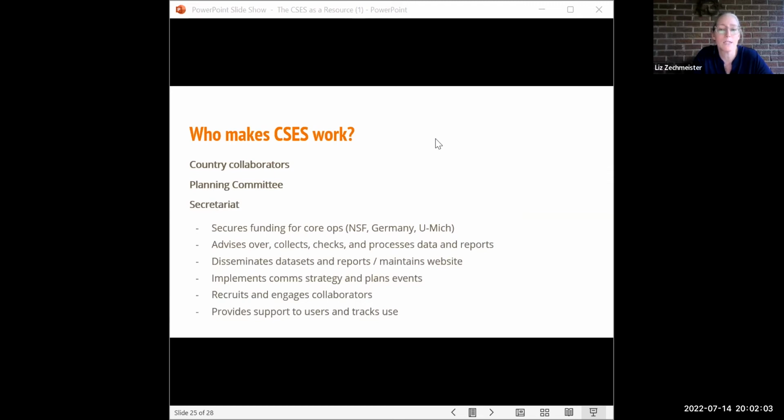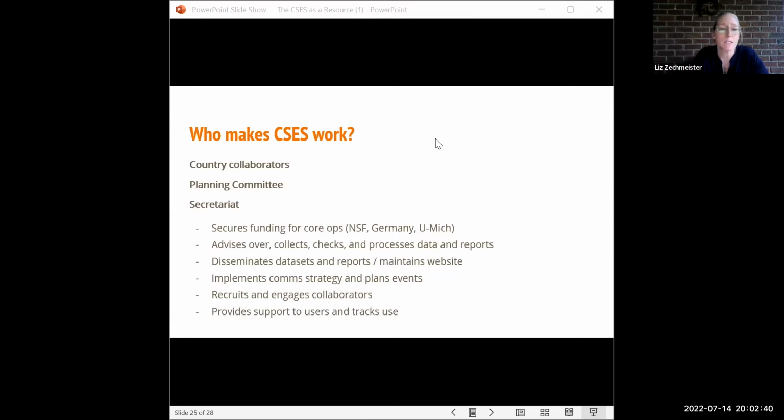And this is the group that works to secure funding for core operations, and that core funding comes from the U.S. National Science Foundation, from the German government, and from the University of Michigan. This core funding does not cover the data collection. As I mentioned, the country collaborators are covering that, but this group instead is covering personnel costs, as well as things like meeting costs, event costs, and other core project costs.